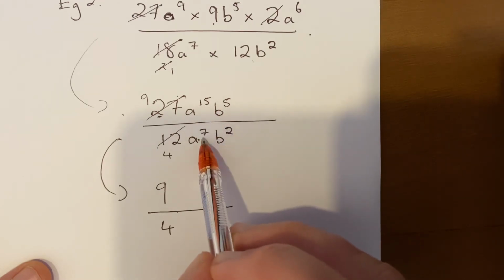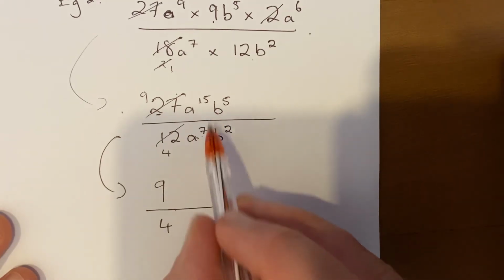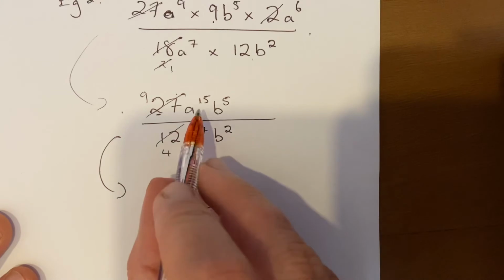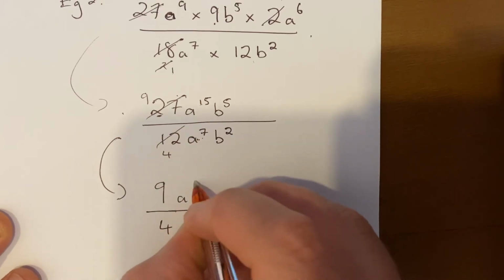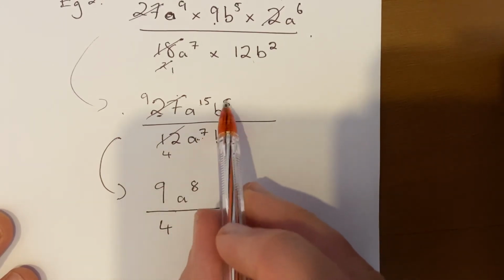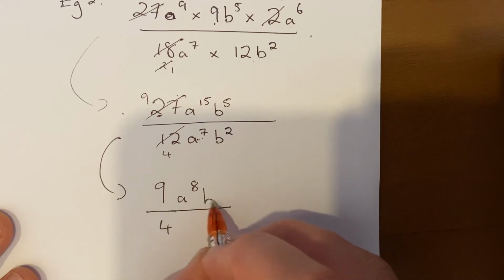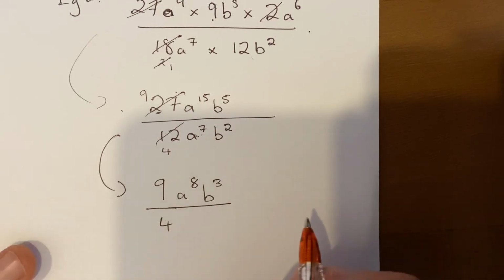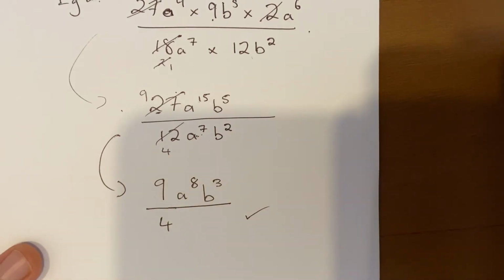A to the 15, a to the 7. Rule 2 says I subtract that. So on the top line, which has more of them, a to the 8. B to the 5, subtract b to the 2, b to the 3. Can't do any more than that. That is my final answer.